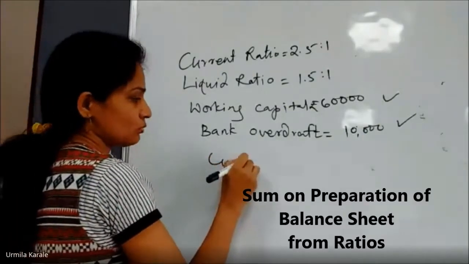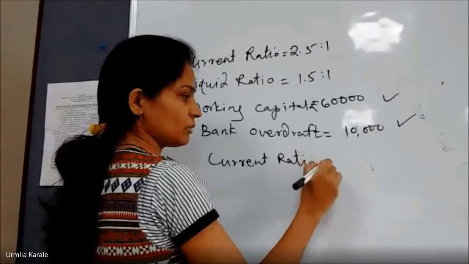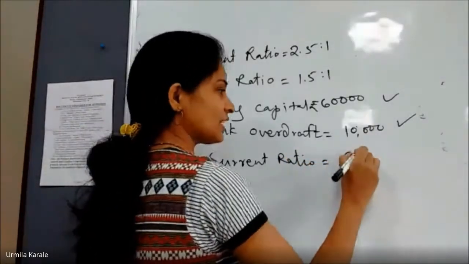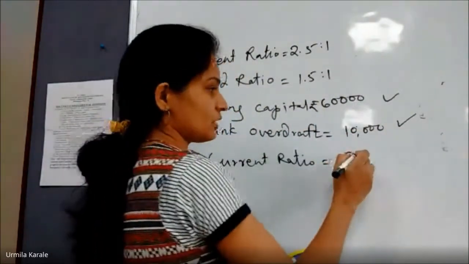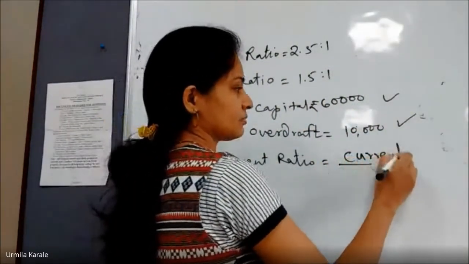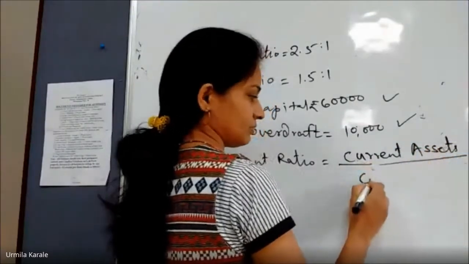Ratio equals to, now current ratio, we know the formula. It is the proportion of current assets upon current liability. So here current assets upon current liability.